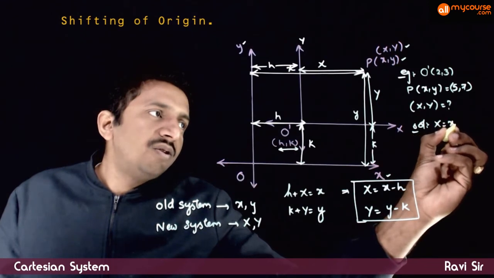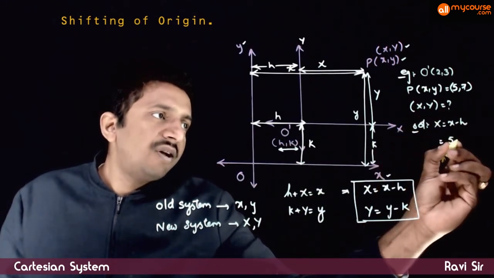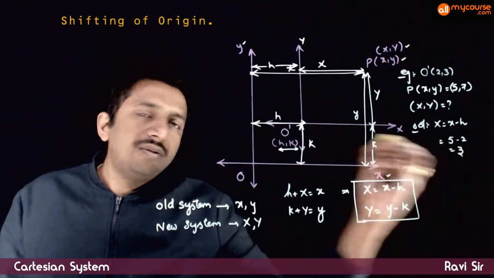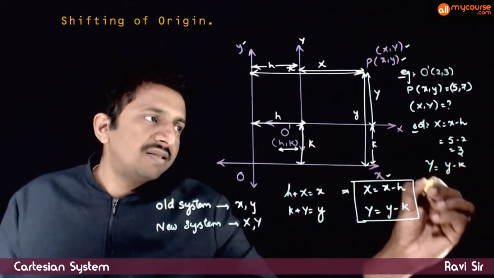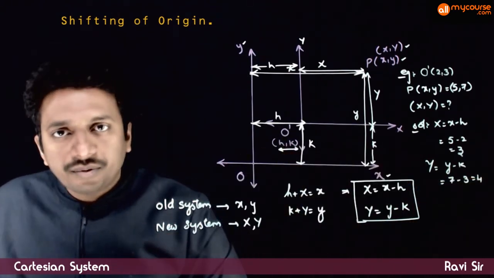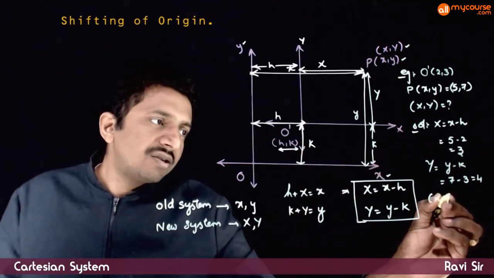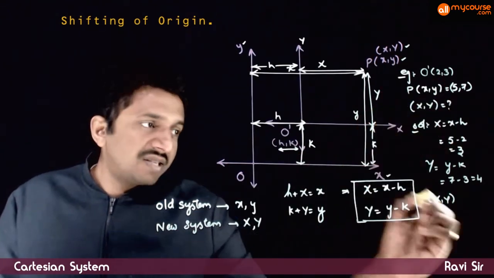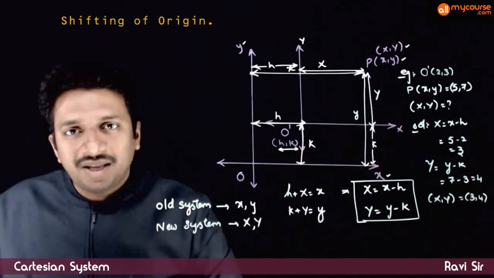So capital X is equal to small x minus h, that is equal to 5 minus 2, which is equal to 3, and capital Y is equal to small y minus k, that is 7 minus 3, which is equal to 4. That means the new coordinates of the point 5, 7 is nothing but 3, 4. As simple as this.